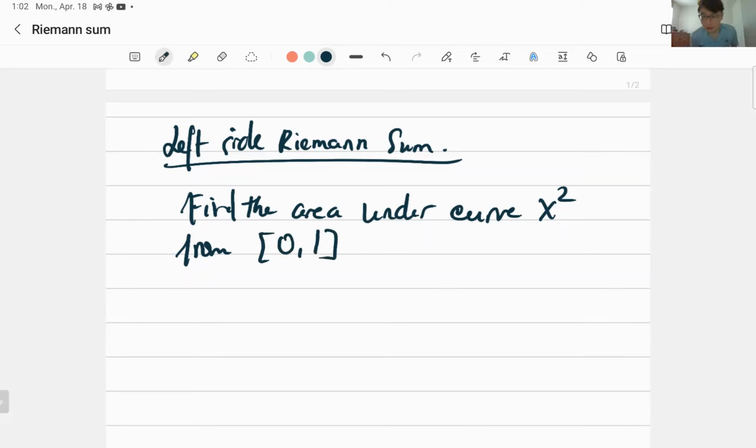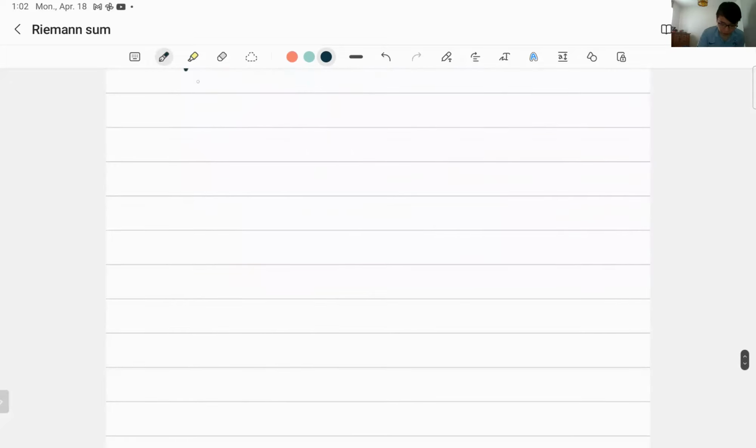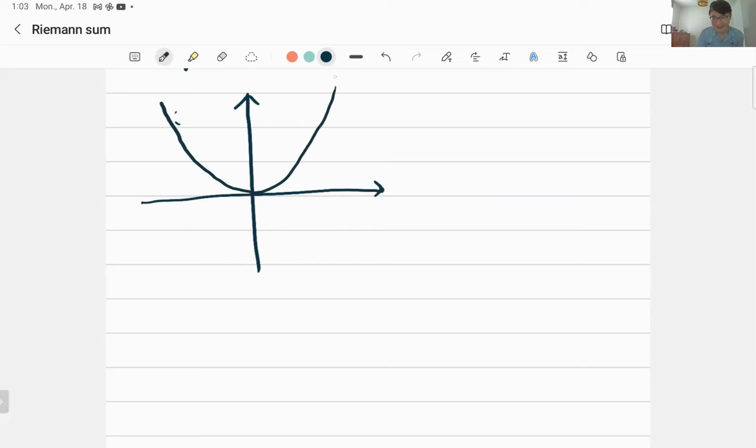All right, so how are we going to do this? First, let's draw out a curve of f(x) equals x squared. We know for sure that this one looks like a parabola.